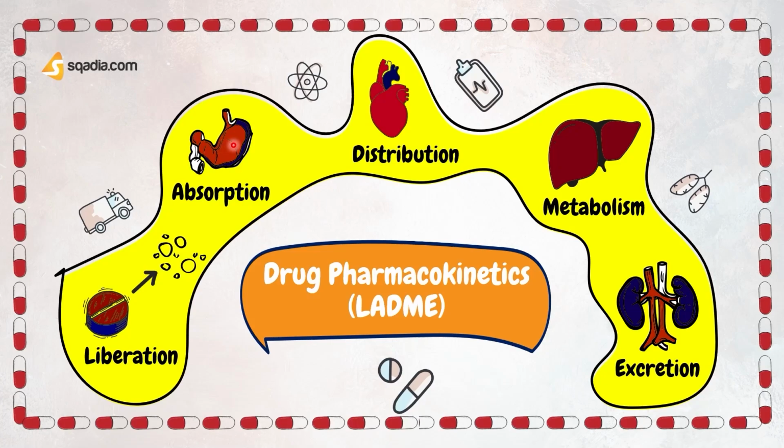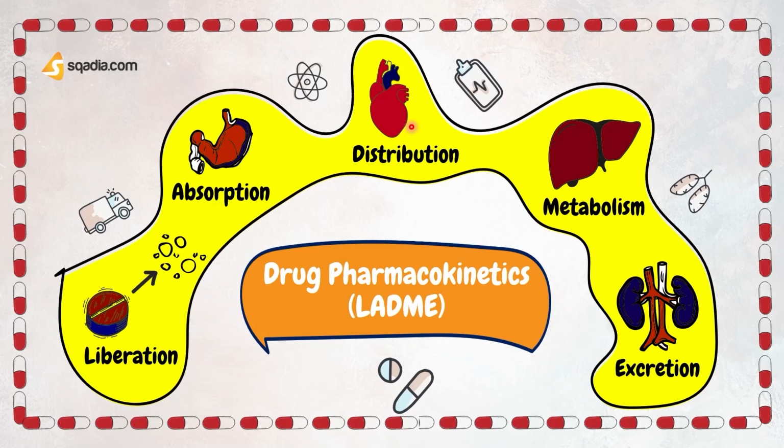This stage refers to the movement of the drug from the site of administration, for example, the gastrointestinal tract, skin, or lungs, into the bloodstream. The extent and rate of absorption can be influenced by various factors such as the solubility, stability, surface area, absorption site, and presence of other substances in the body that may affect the drug's absorption. Next we have drug distribution.